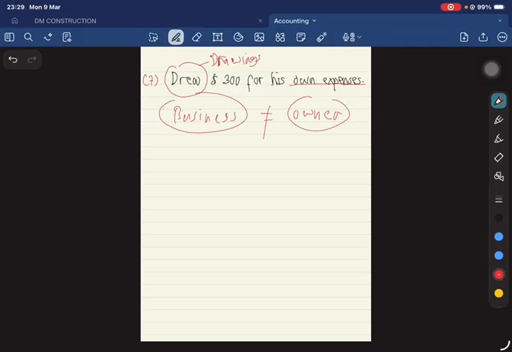So it means the capital he has invested in the business will decrease because he has taken money from the capital he invested into the business. So let's open the drawings T account.